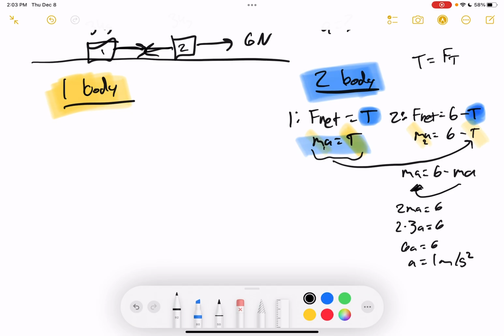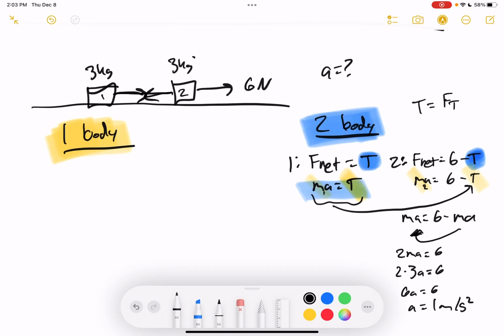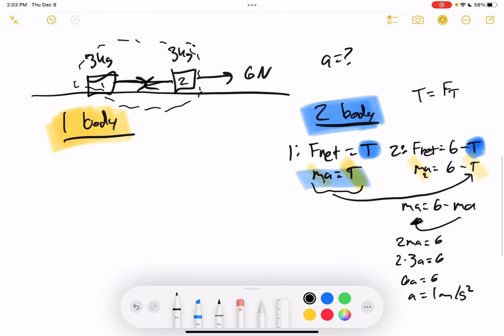Now one body is a little bit easier, but you have to understand what's happening. So for a one body, I imagine this whole thing right here as one object. Now it can get a little tricky because sometimes those objects aren't actually going in the same direction. So I need to think of forces as either helping my acceleration or hurting my acceleration.